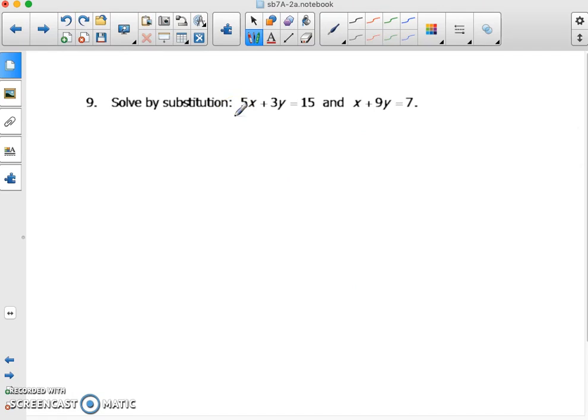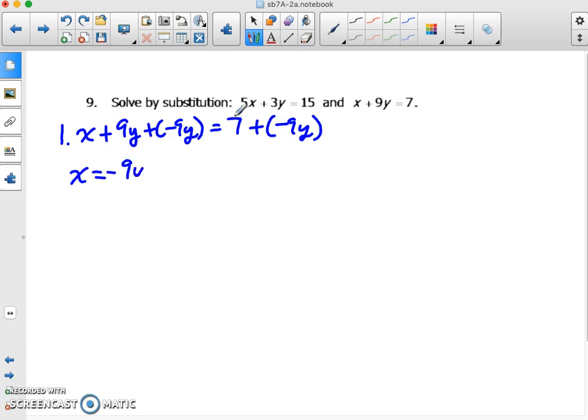All right. So solve by substitution. So hopefully you're thinking, okay, there's really only one choice of what I'm going to solve for. And it's going to be the x of the second one. So x plus 9y plus a negative 9y equals 7 plus a negative 9y. So I'm going to have x equals negative 9y plus 7.